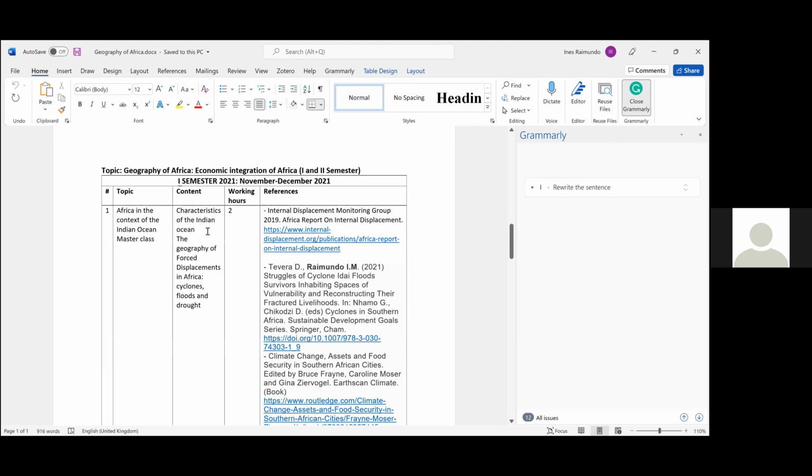So what I'm going to look at in this is the characteristics of the Indian Ocean, the geography of forced displacement in Africa, which is the title that I showed you. So if you want to know more about this topic, I have this list of references, and where you can find it.